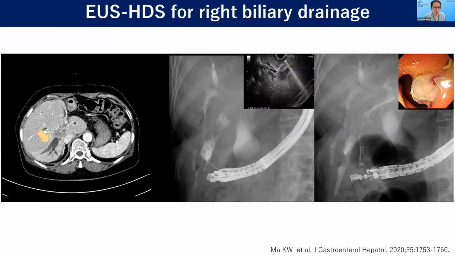And the hepaticoduodenostomy is another option. Like this case, this is an isolated dilation of the right posterior branch. In those patients, we can also perform ERCP and put a stent, but if it's difficult, we can puncture from the duodenal bulb to the B6, and then put the guide wire and put the metal stent from the duodenum to the right posterior branch. And this is another option.